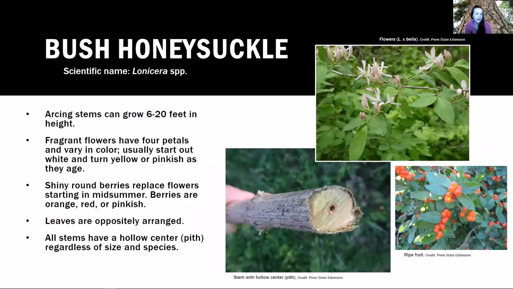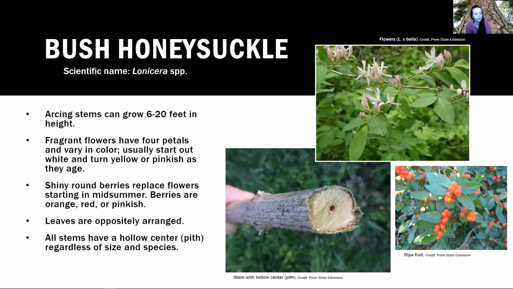As far as identifying this species, it grows up to 20 feet in height, anywhere from 6 to 20 feet. It does have very fragrant flowers. I think a lot of times many of us in the summer will smell honeysuckle. It does smell very good, but a lot of times it might actually be coming from an invasive plant, unfortunately. The flowers are comprised of 4 petals and they do vary in color.